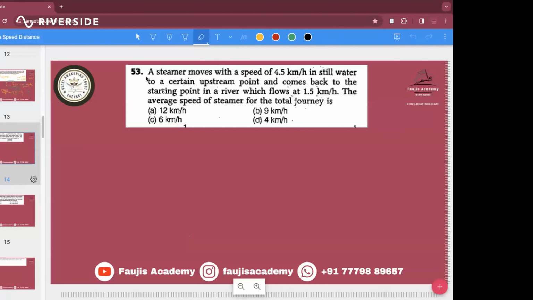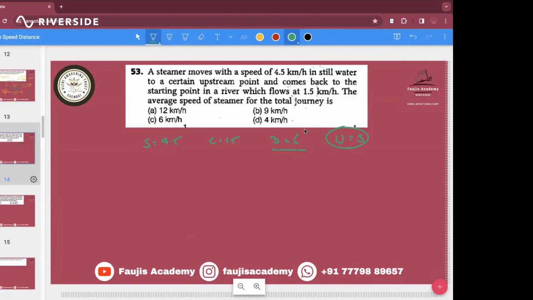We'll be a little quick in that. The steamer speed is 4.5. The river flow, the current C, is 1.5. So the downstream effective speed will be how much? It will be 6. Upstream, it will be 3.